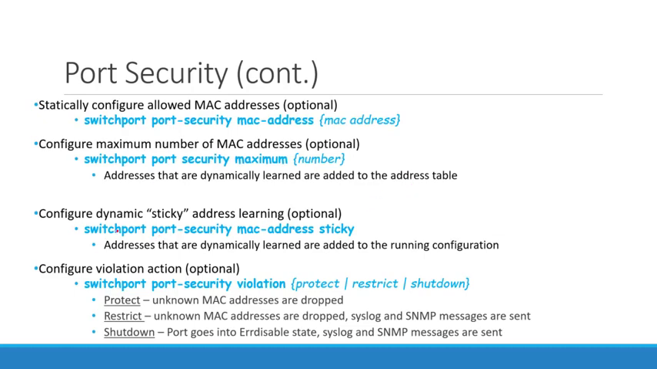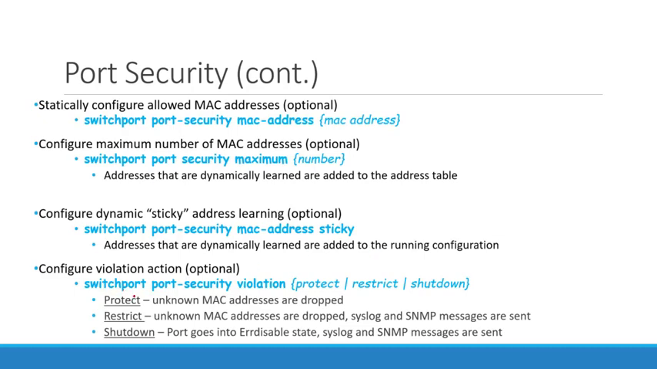Same thing with down here. So then switchport port-security mac-address sticky. If I have this command in addition to this command, then the additional 2 that I talked about in my previous example would actually also be added to the running config. So I would actually see all 3 addresses in my running config.